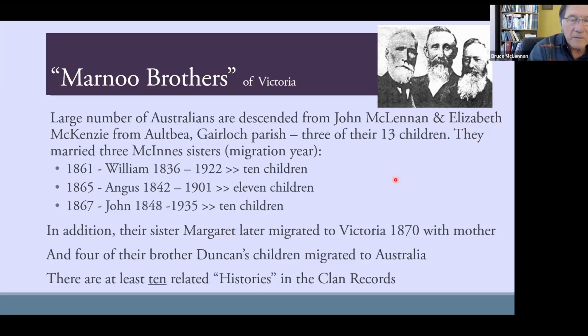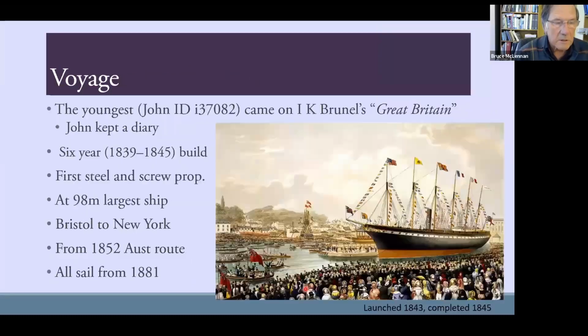They lived right up in the northwest of Victoria. This place, Manu, that's a place in Victoria. And these 3 brothers, in due course, their sister and their mother came too to settle. And also their brother Duncan, who stayed on in Scotland, his children migrated to Victoria. So really, overall, this forms a big part of the clan in that part of the world. There are at least 10 histories in the clan records related to this family.